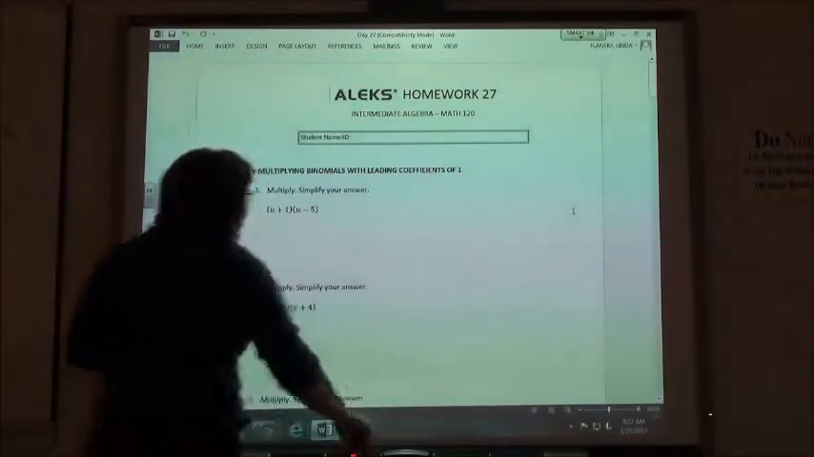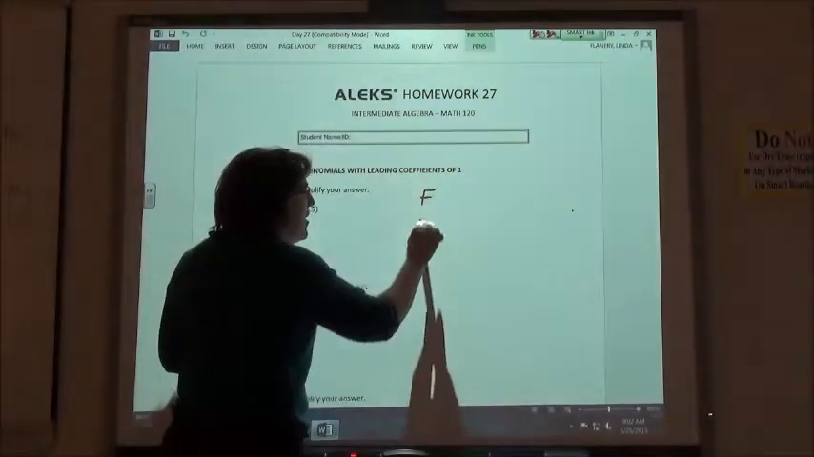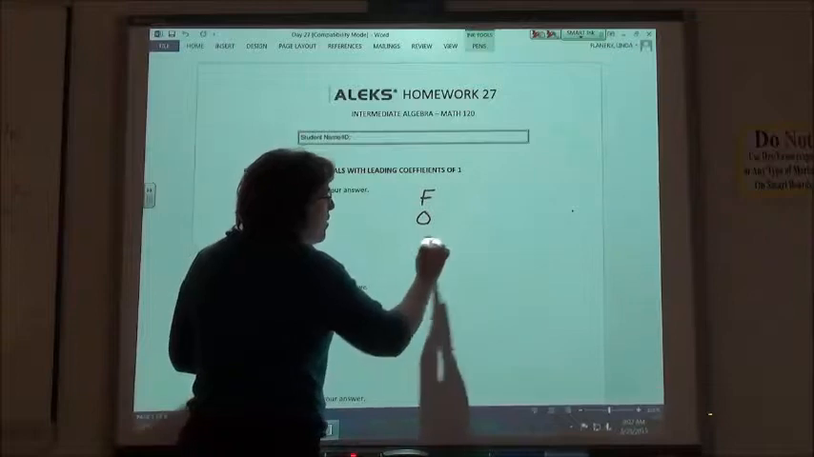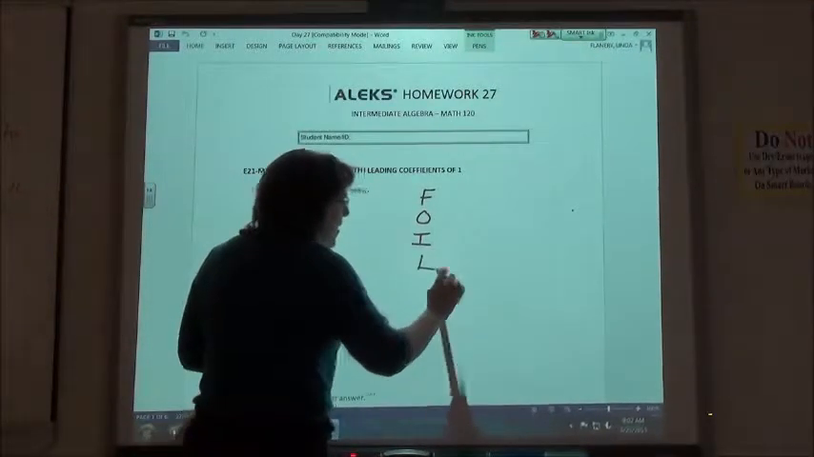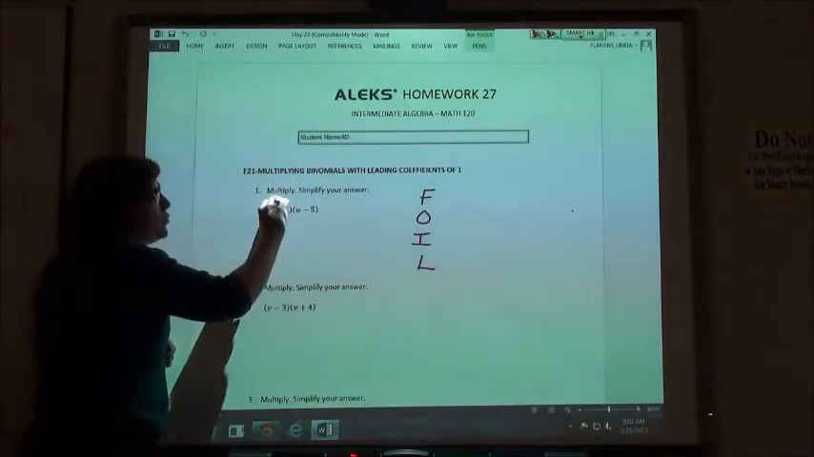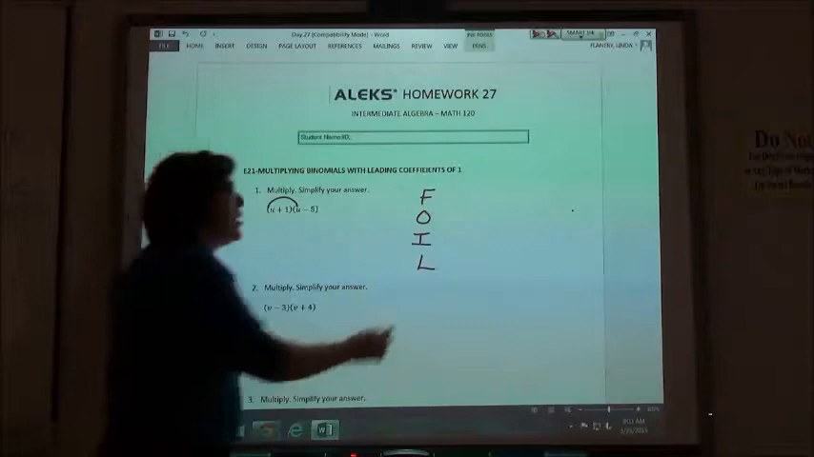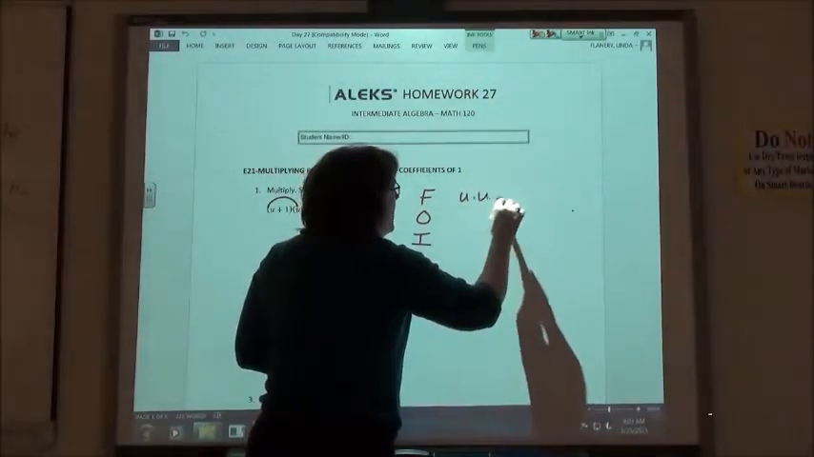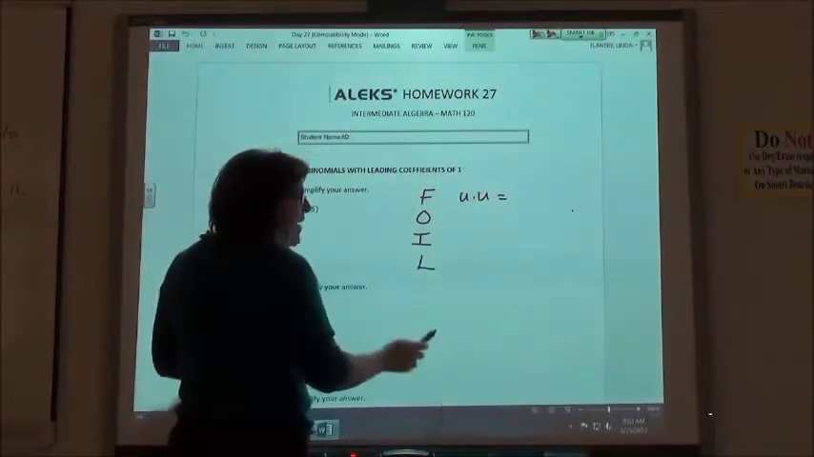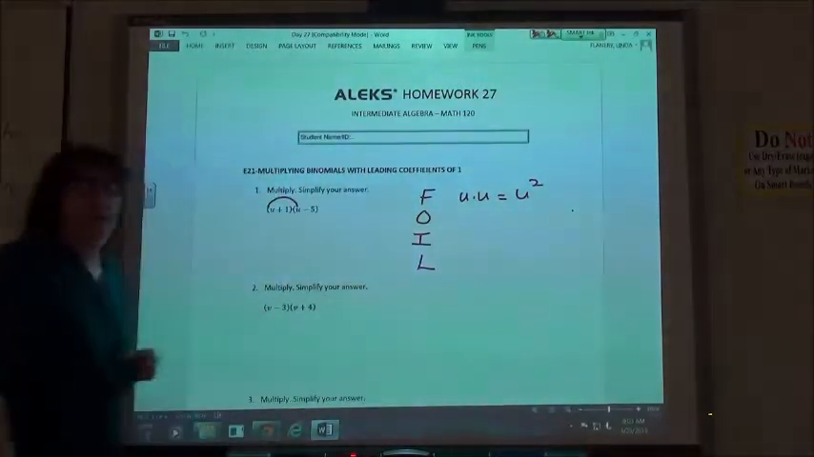So when we multiply binomials, we're going to FOIL. So we're going to do the first ones together, the outside pair, the inside pair, and then the last. When they're talking about the first, they're saying the first one in each set of parentheses. So I'm going to do the u times the u. If I do u times u, I'm adding my exponents, so 1 plus 1 is 2. U times u is u squared.